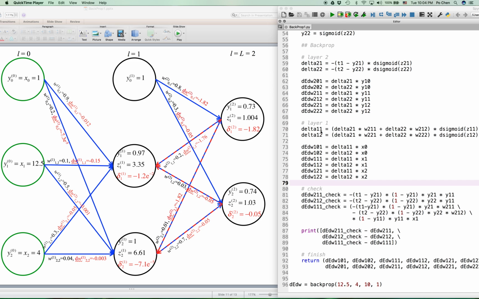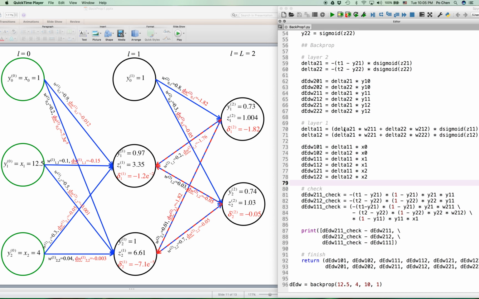If we look at the expression for delta 11, that's right here. Delta 11 equals delta 21 multiplied with W211 plus delta 22 multiplied with W212. So it's just a weighted summation of the two deltas. The blue arrows point from the lower layer to the upper layer, but now I have added a red dashed arrow that goes from the upper layer to the lower layer. It goes from these two neurons backwards towards this neuron. Those red dashed arrows represent this weighted summation.